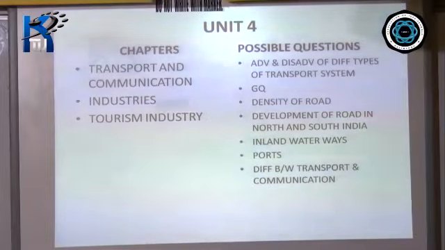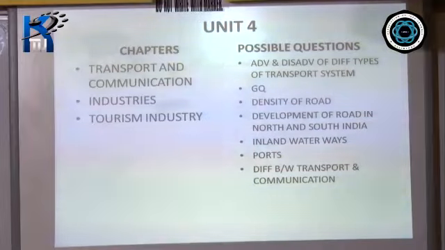Also, although the northern part of our country has a good network of transport system, you'll mostly find unmetalled roads there. But most of the metalled roads are in the southern regions of our country. So they might ask you why. In that case, explanation is very important. These types of questions might be there in the question paper.